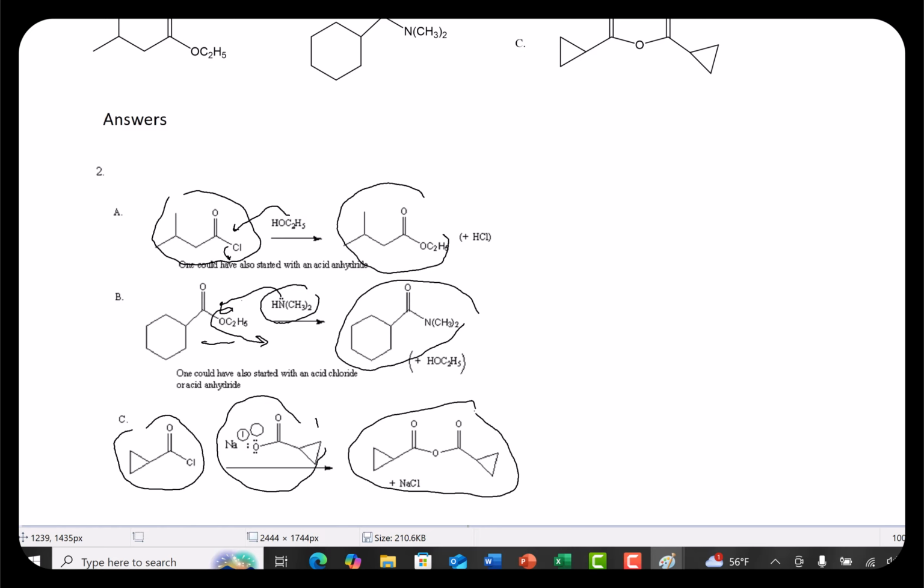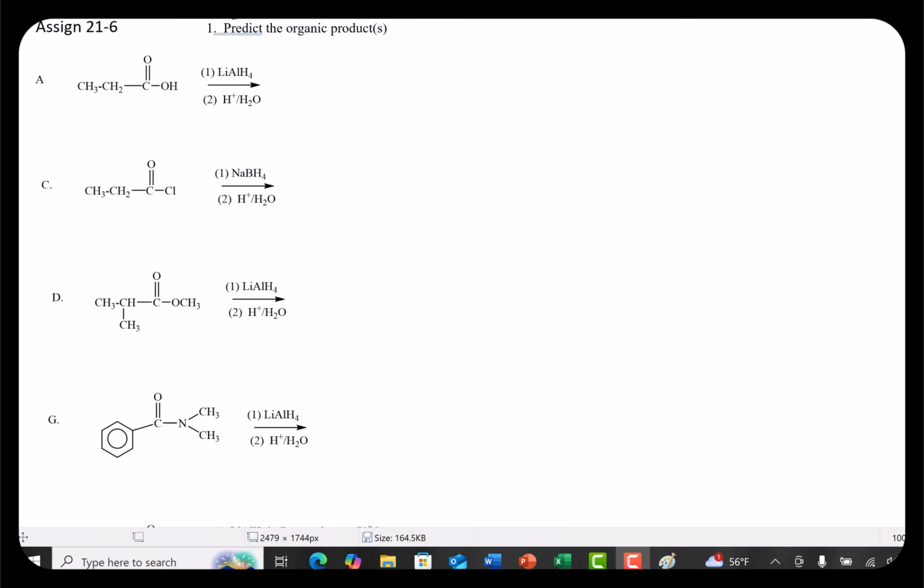All right, let's go to the last assignment, I believe. There's a couple of pages to that. Okay, this is assignment 6. So we have a carboxylic acid reacting with a reagent. What is the reagent? Well, lithium hydride is a reducing agent.